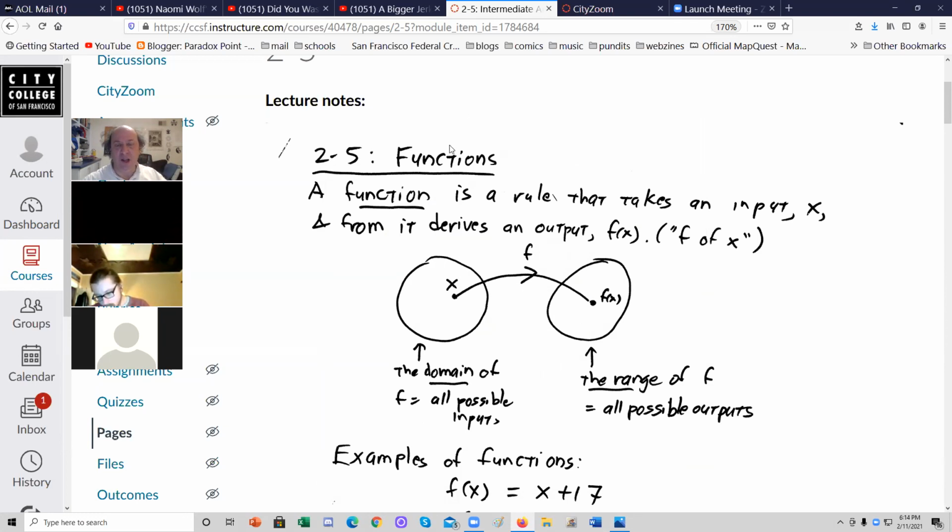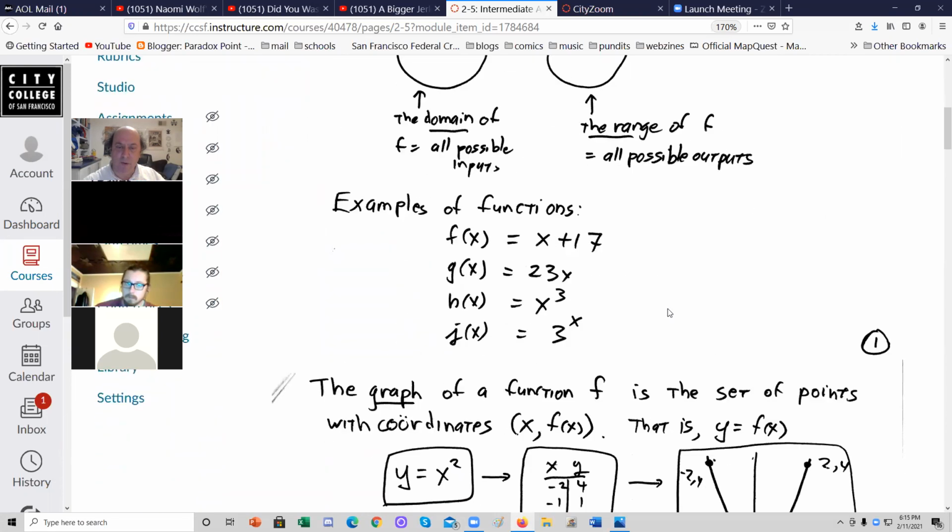Okay, a function. It's a rule which takes an input x and from it computes an output called f of x. The set of possible inputs is called the domain. A function takes something from the domain and yields something in the range. That's the set of all possible outputs.